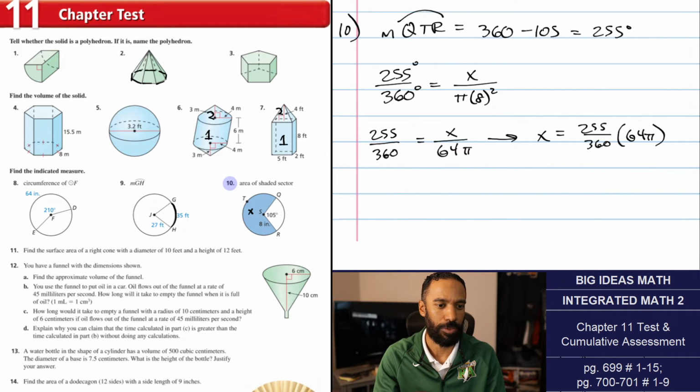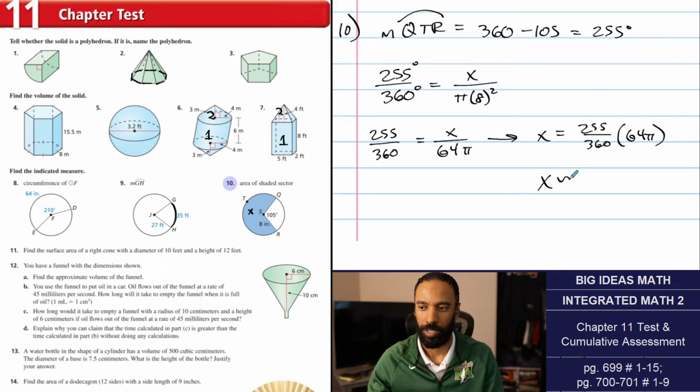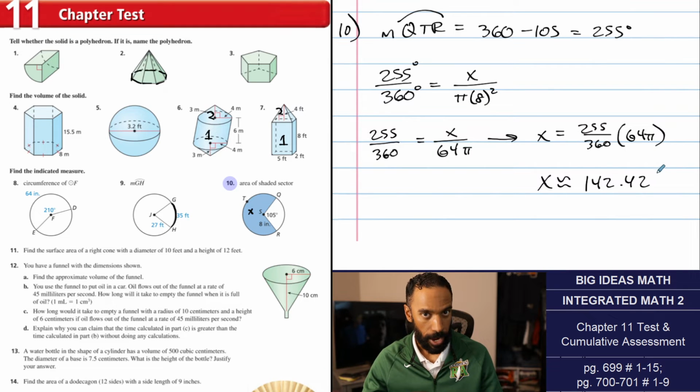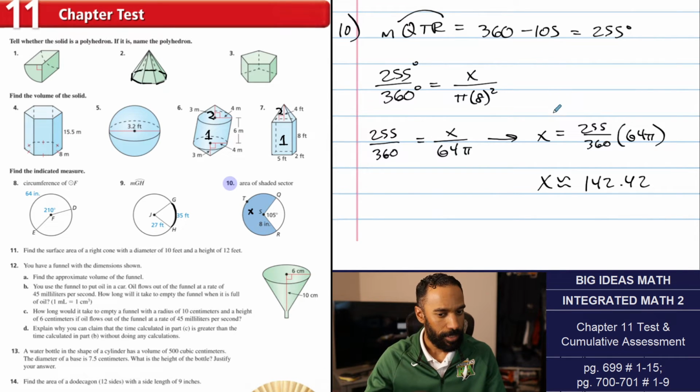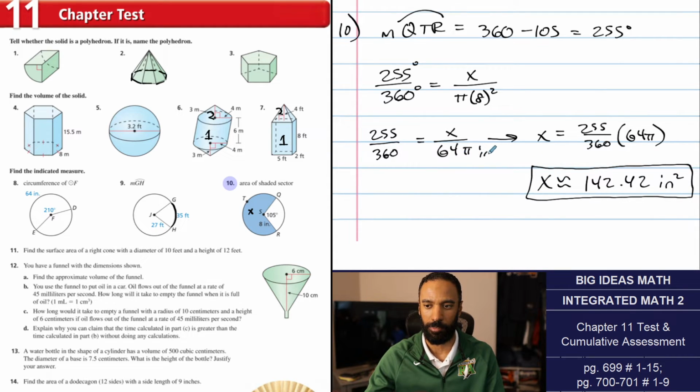So 255 out of 360 times 64 pi. We're getting 142.42. That's the area, by the way. 142.42 area. This was in inches. We'll have square inches for that one. The 64 pi was also in square inches, by the way. I could have put that.